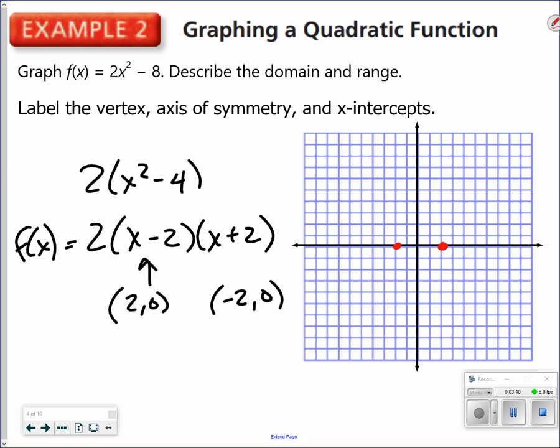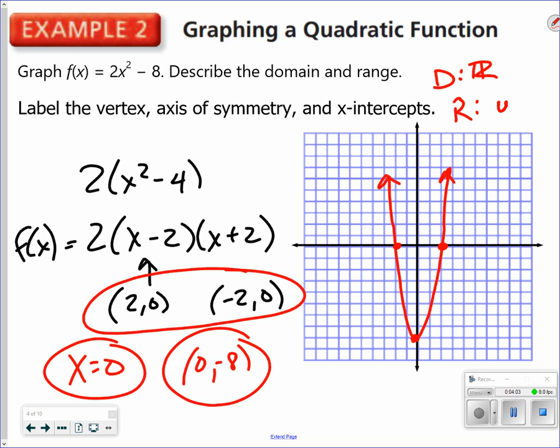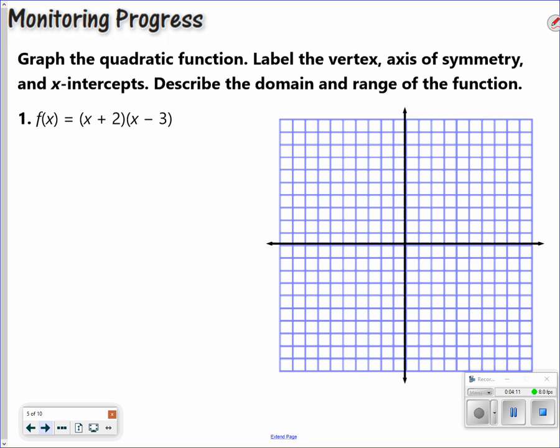Now, the halfway point between those two would be at 0. And if I plug 0 in, I get negative 8. So there's the graph version. x equals 0 is the axis of symmetry. There's the vertex and the x-intercepts. And so the only thing I have left to talk about is domain and range. The domain would be all real numbers, and the range would be y is greater than or equal to negative 8. You try this one all by yourself. So go ahead and hit pause.